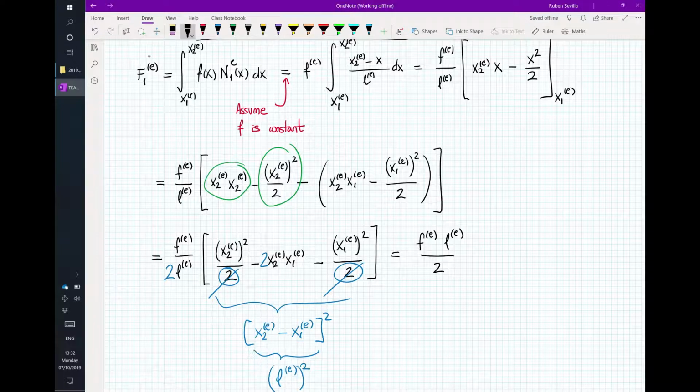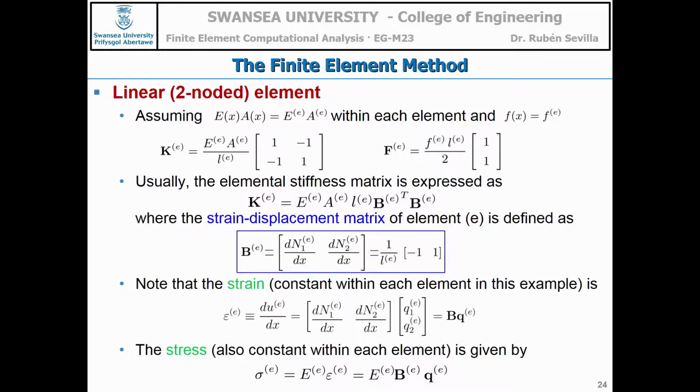This is for F1. You can do F2, but it's going to be exactly the same result. And at the end, what I just did is show you how to obtain these formulas here. Very, very important: when you apply these formulas for doing an exercise, you need to make sure that the assumptions are valid. And the assumptions are that the modulus, the area of the cross-section, and the force are also constant.